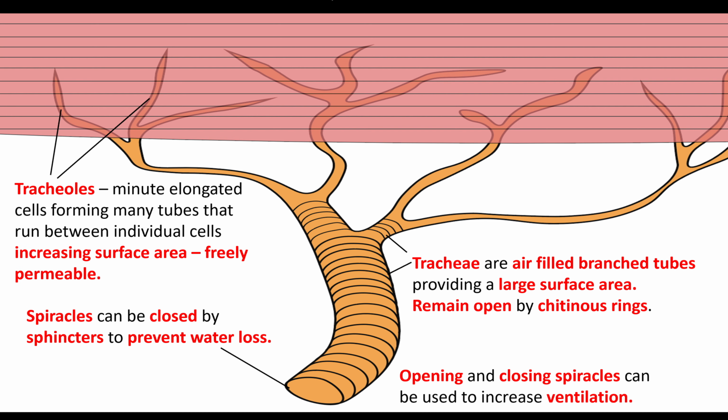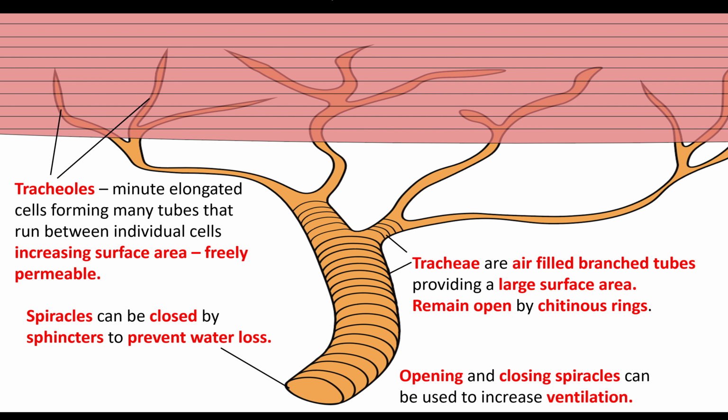Now, as we move down towards the end of the trachea, we get more branching. These are called the tracheoles. The tracheoles are these minute elongated cells which form really long tubes that will run between individual cells. Now, because we have many of them, that's going to increase the surface area. And also these tracheoles are freely permeable. So this is where the maximum amount of gas exchange occurs.